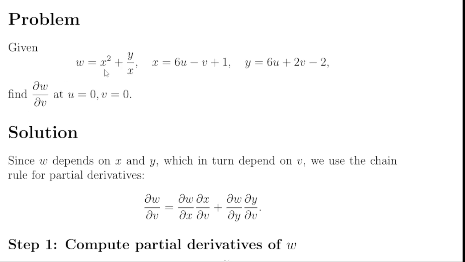In this video, we're given w is x squared plus y over x, x is 6u minus v plus 1, and y is 6u plus 2v minus 2. Let's find the partial of w with respect to v at u and v equal to 0.